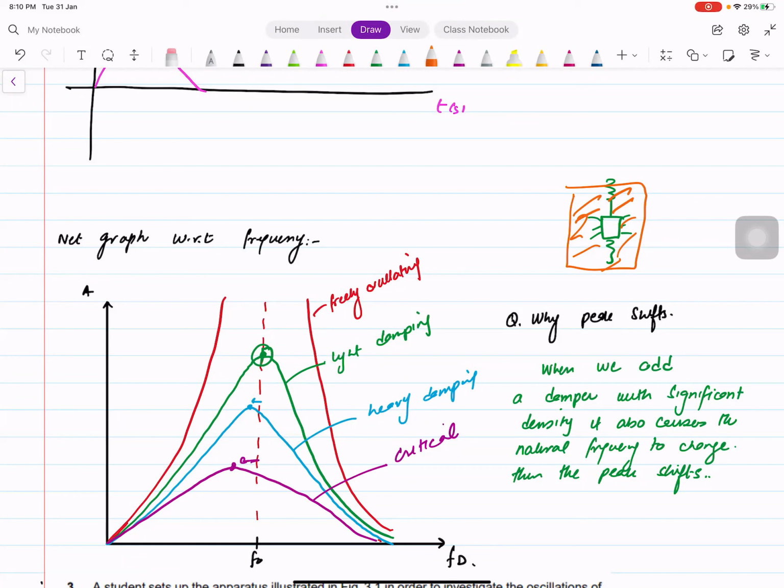Could you read the last part of what you wrote? It also causes the natural frequency to change. Yeah. Thus the peak shifts. Oh, okay, okay. All right.